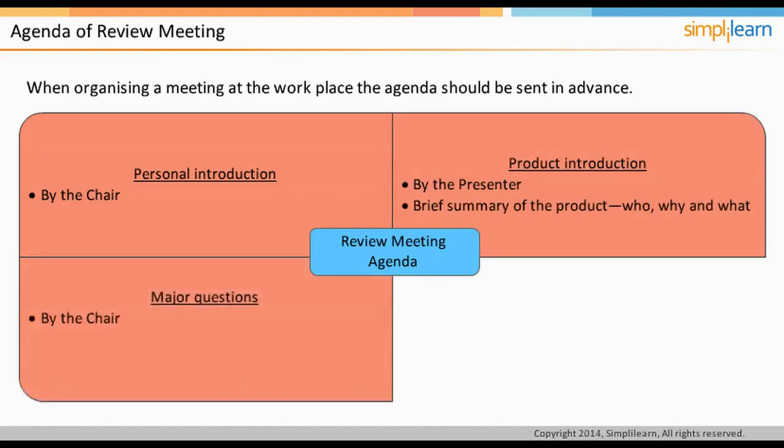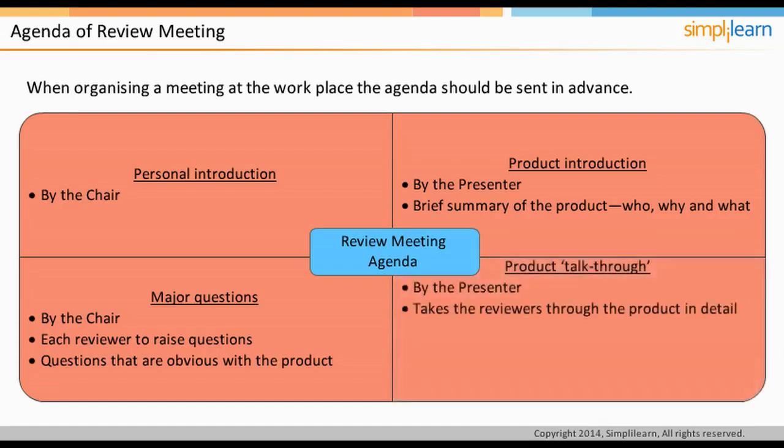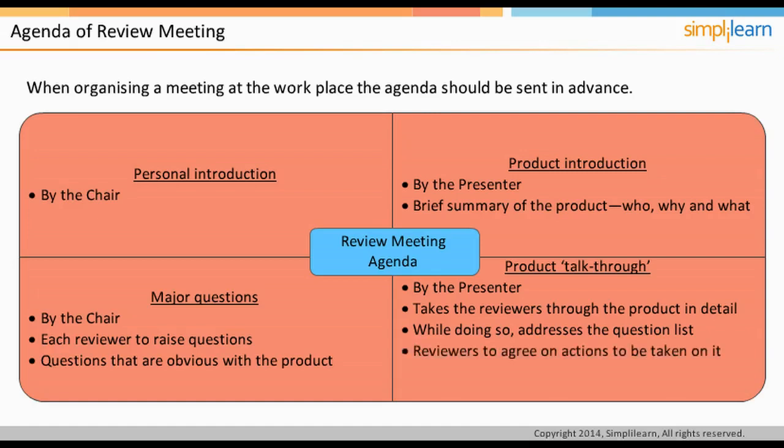The chair asks major questions. Each reviewer may raise questions that are obvious with the product. The chair invites each reviewer to ask any major or global questions with the product. Global questions are ones that appear repeatedly throughout the product. The review team agrees on any action on each question as it is raised. Administrator records the questions and actions decided or recommended. During product talk-through, the presenter takes the reviewers through the product in detail and also addresses the question list. The presenter leads the review team through the product section by section or page by page, as appropriate, by reviewing the consolidated question list and inviting clarification where required. The review team agrees on actions taken for each question as it is raised. The administrator records the action and responsibilities. We will continue our discussion on the agenda of a review meeting in the next screen.